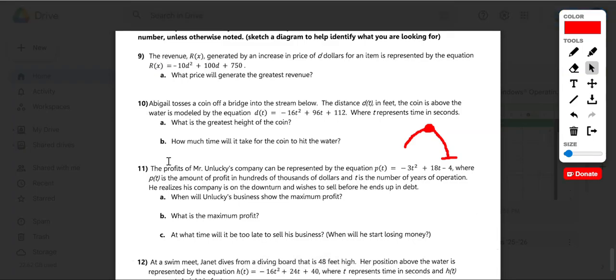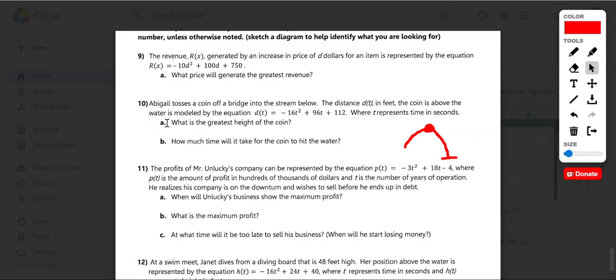So question number 10 represents anything where we're looking at a maximum or a minimum. In this case, we're literally looking at throwing something, where you're tossing a coin off the bridge, it goes up, and then it splashes down into the water below. Okay, and they've given us the equation. We don't actually need to type in a table in Desmos and generate it.